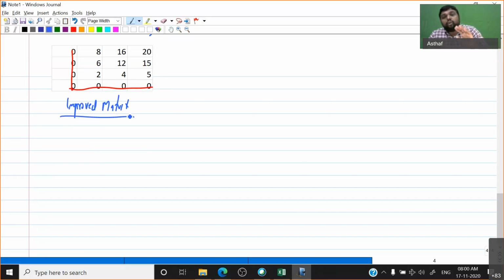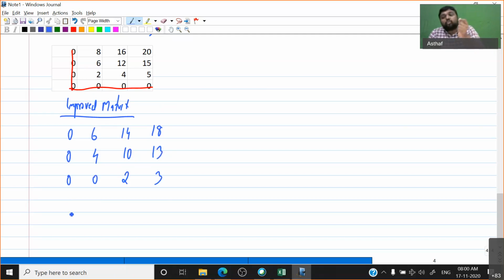We have to go for an improved matrix. So how will we go for an improved matrix? The lower number is 2, that we have to start. 0, 6, 14, 18, 0, 4, 10, 30, 0, 0, 2, 3.